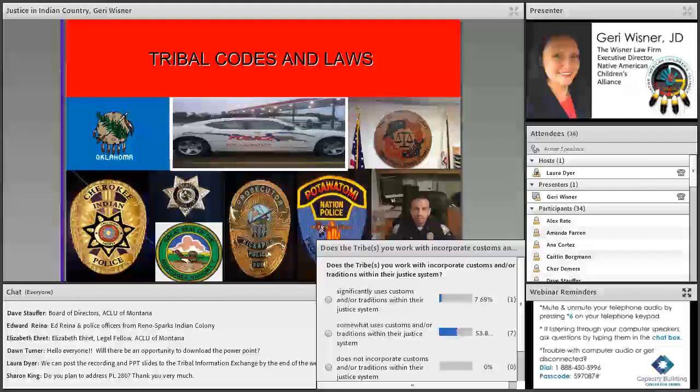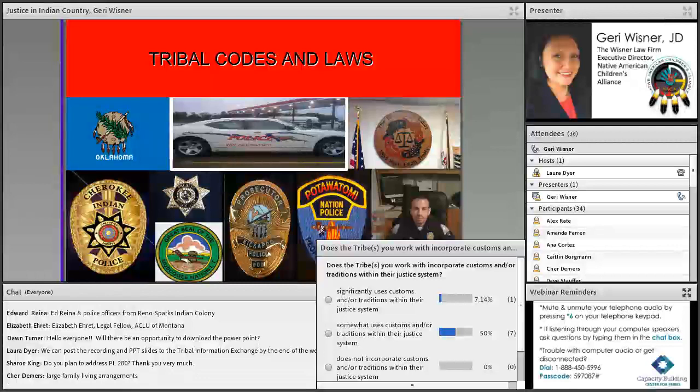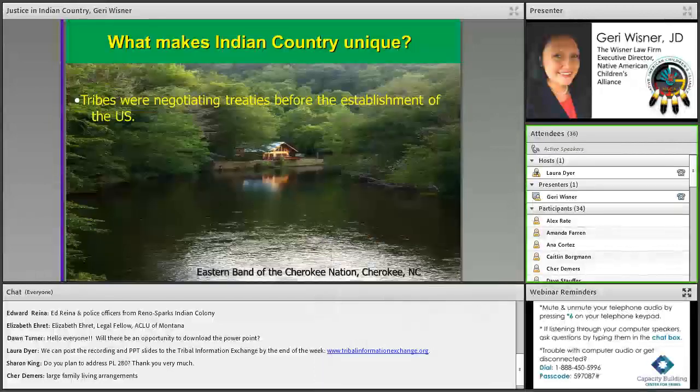When we're talking about tribal codes and laws, tribes have their own constitution. And so this is going to move into our next segment of our presentation. Now that we know that socially speaking, tribes are different, there is a different sense of justice and things that are going on. Now we're going to talk about how are they relevant? How does this all come to play when we're talking about looking at Indian country justice?